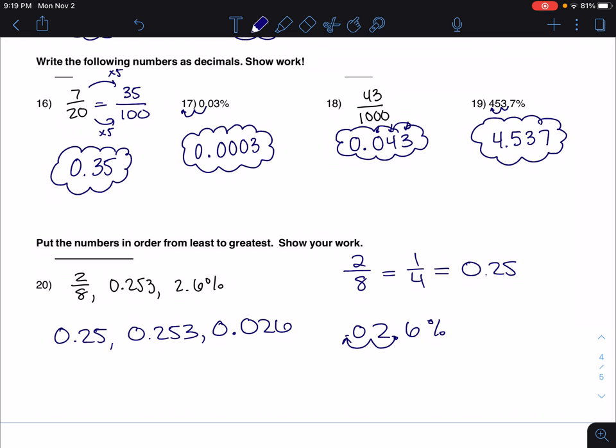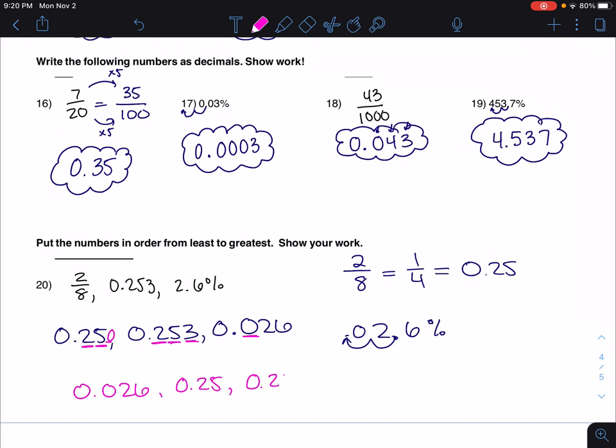And then I'm going to compare place values. So in the tenths place, 0.026 is the smallest. These are the same, so I'm going to go to the next one. These are the same, so I'm going to go to the next one. So there's going to be a 0 at the end here. And 0 is smaller than 3, so 0.25 is going to be next.